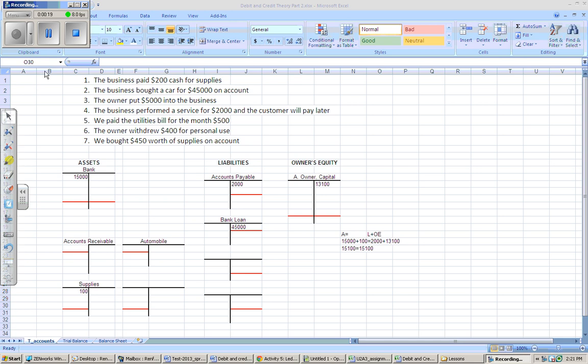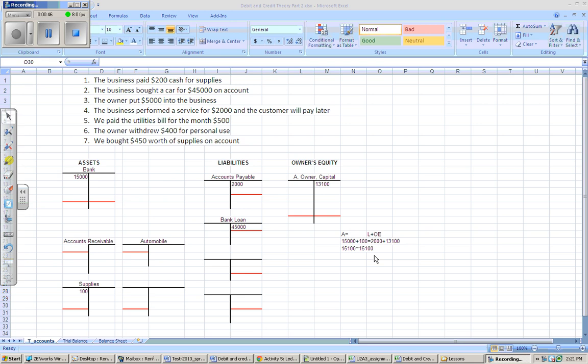The balances in the T accounts I would have gotten from the previous balance sheet. And remember, assets are on the left, so their balance goes on the left. Liabilities and owner's equity are on the right, so their balances go on the right. I've added up my assets, which equal 15,100, and my liabilities and equity, which equal 15,100. So I'm all set to begin analyzing transactions for this month.